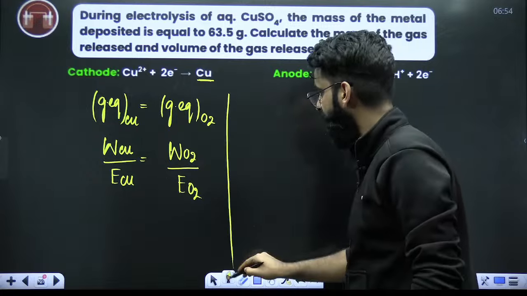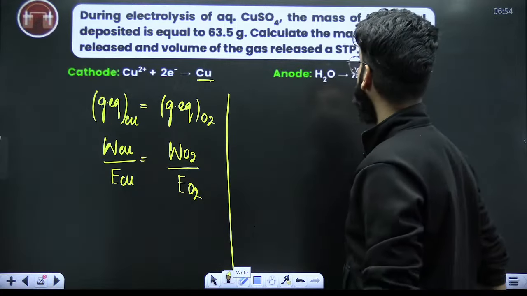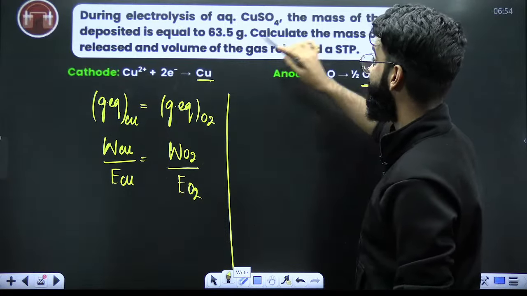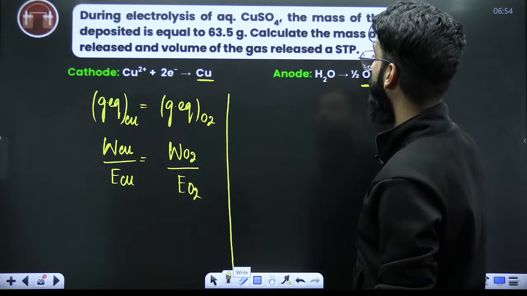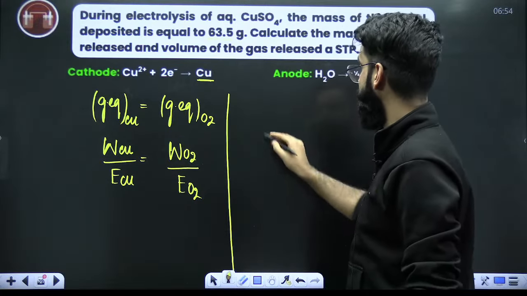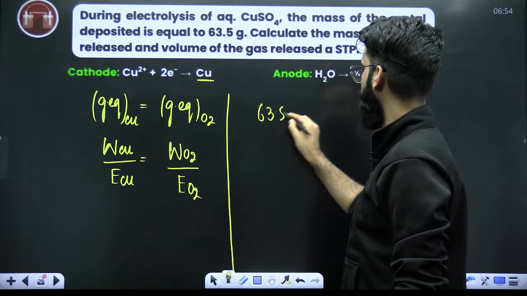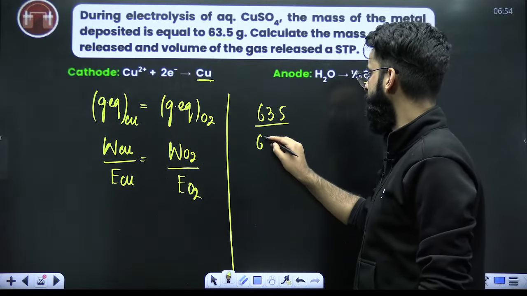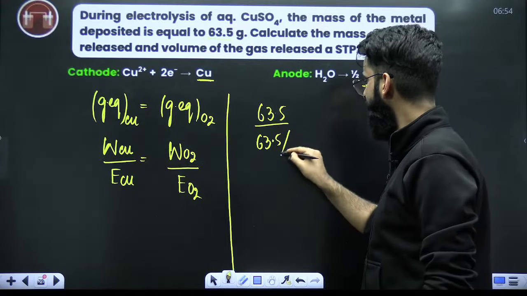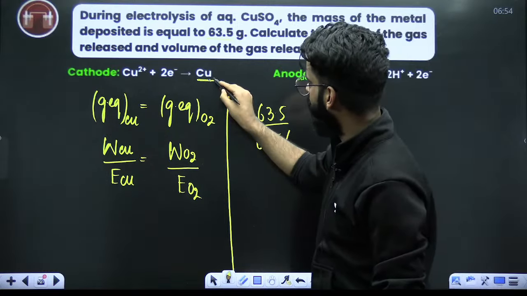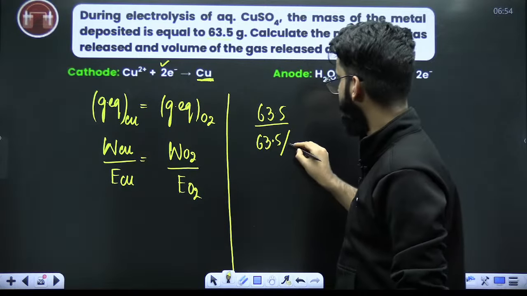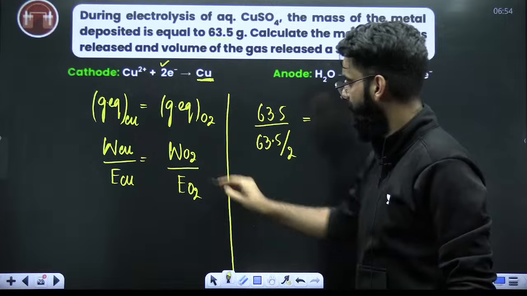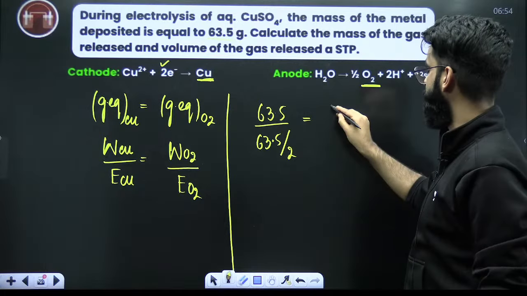Now, my dear students, try to understand. What is the mass of copper which is being deposited? That is 63.5 grams. Divide by equivalent mass of copper. Equivalent mass of copper is molar mass of copper divided by n factor of copper. What is the n factor of copper? It is 2. This is equal to mass of O2 produced, which is something we have to calculate.